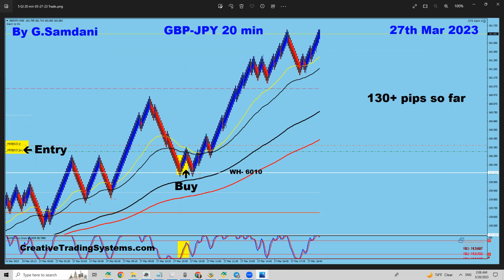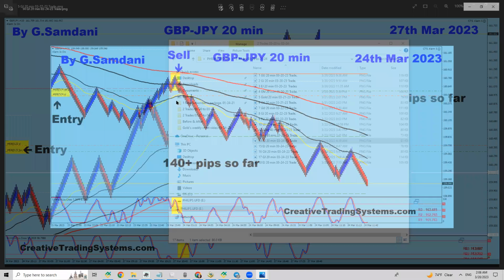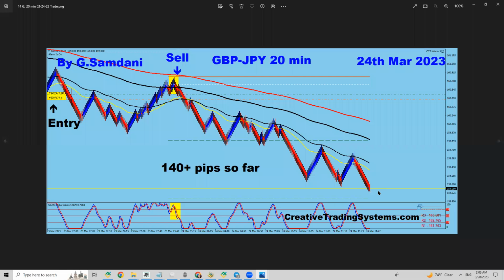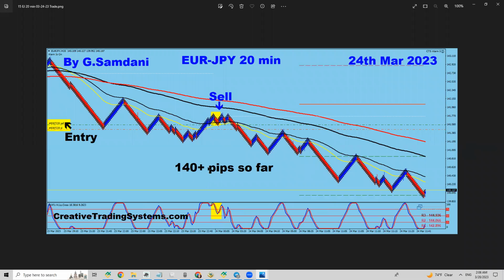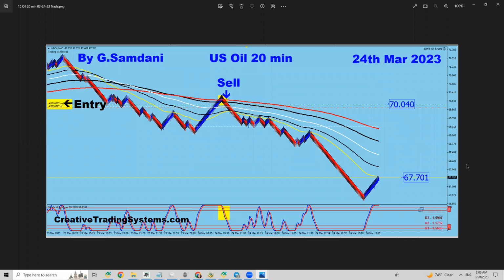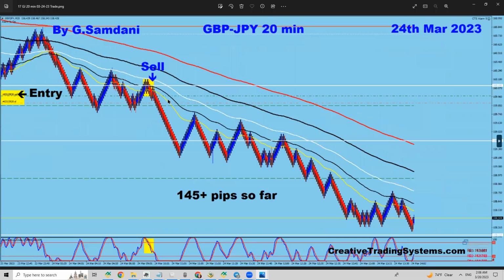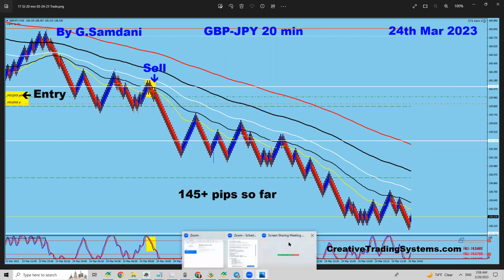Let me show you just a glimpse. Last week's trades, 18 of them. Every single one is according to that. Look, this one, for example, was long, this one's short. Pound yen going down to the short side. This is euro yen, a beautiful short entry for 140 pips. This one from 70 to 67. This one right here for 145 pips. Same story again and again and again.